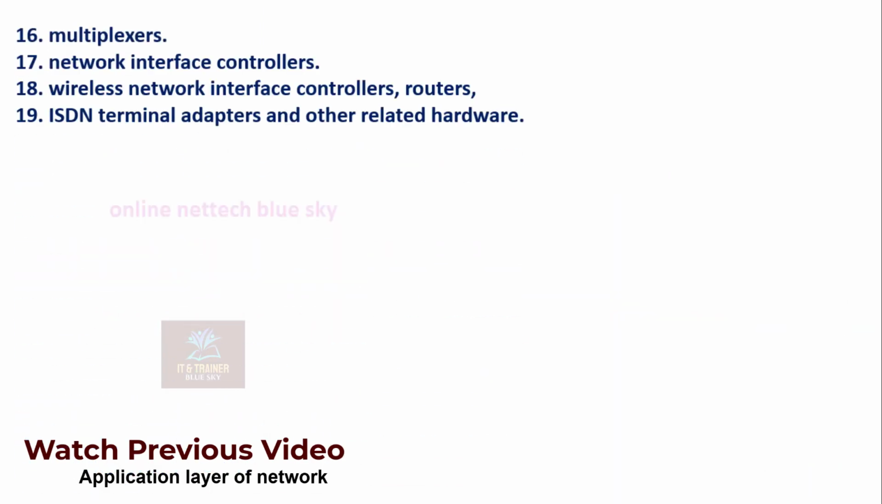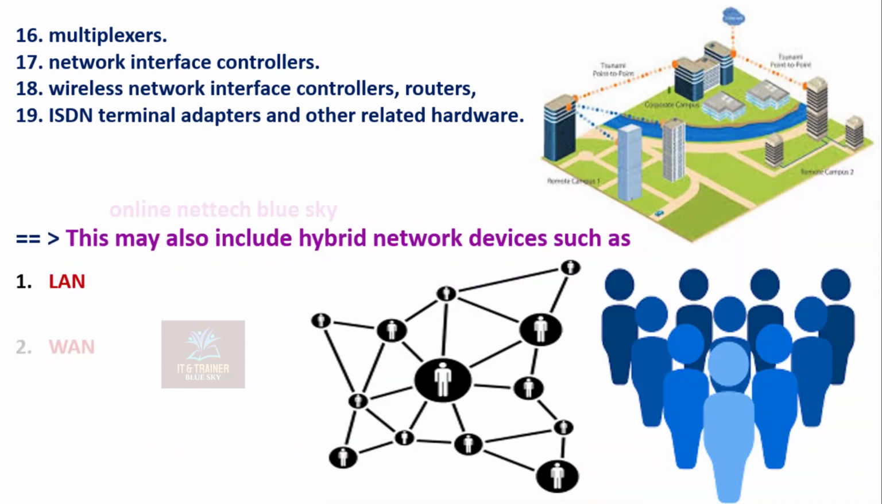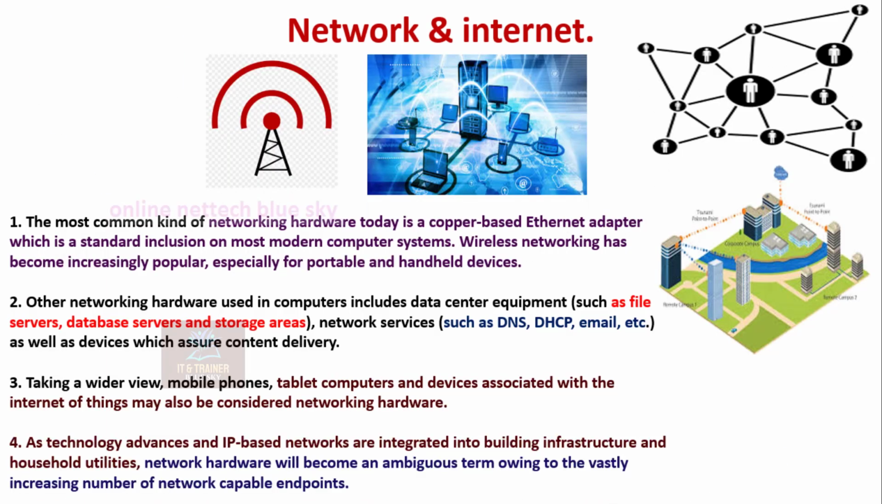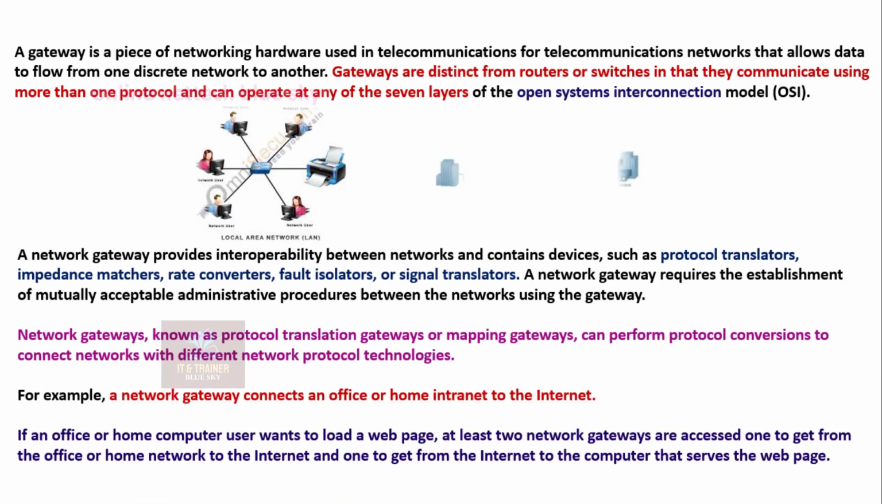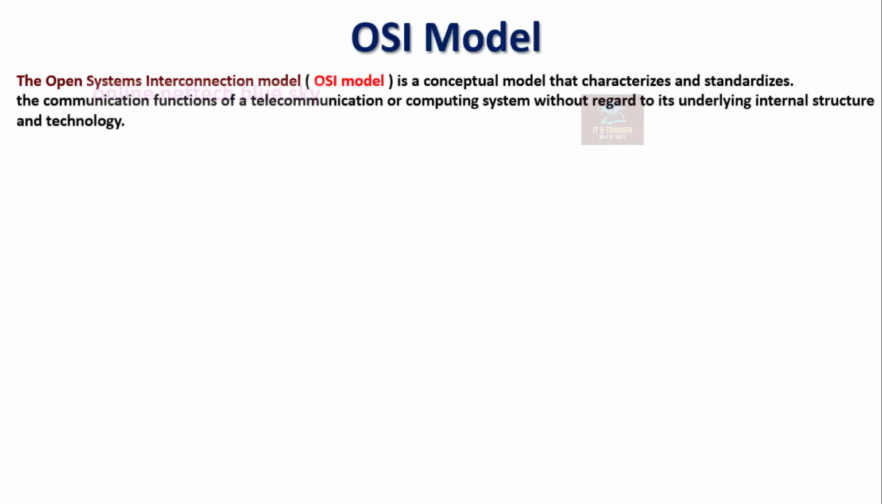So watch me. Multiplexer, network interface controller, wireless network interface controller, router, ISP terminal, repeater, I have already created a lot. And you can see 7 types of different networks. Watch the previous video on network and internet, it is very important to understand how many types of network there are, and the OSI layer. Network gateway, what is a network gateway, is important.